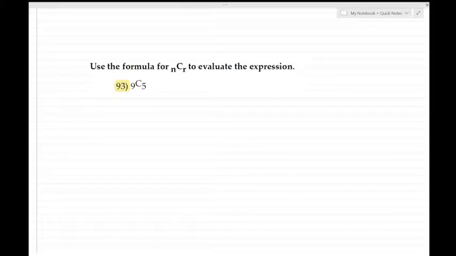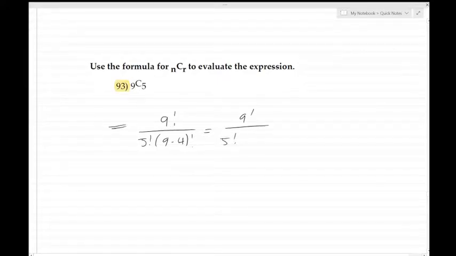Use the formula for nCr, or n choose r, to evaluate the expression. 9 factorial over 5 factorial times (9 minus 4) factorial, and that is equal to 9 factorial over 5 factorial times 5 factorial. Okay, so we get something like 126.